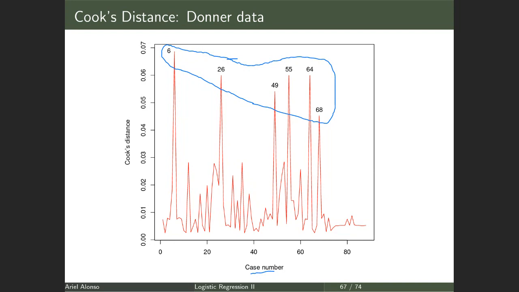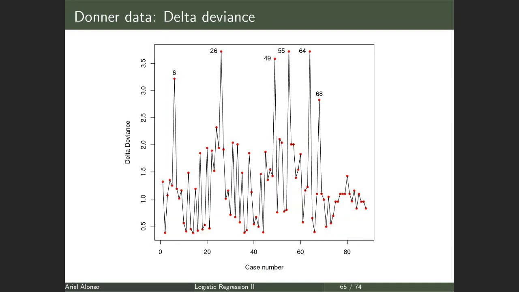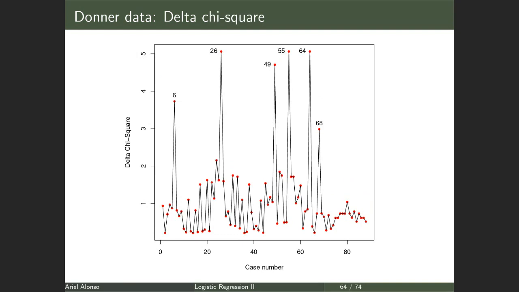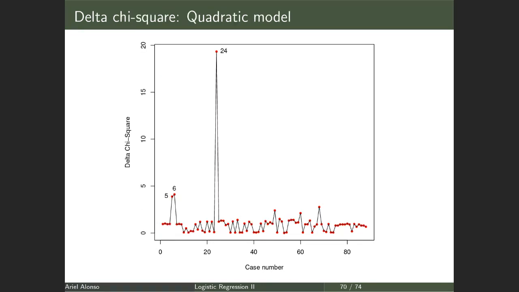For instance, there are some values that come back again and again. This 55, 64. If you look at the deviance residuals, the delta deviance, you see again this 55, 64, this 6 over here. If you now use the delta chi-square statistic, you see again this 55, this is the 4. So these are observations that somehow pop out of the rest of the data, and you may want to have a look at them. You may want to see if, when you remove them, you get a different result. So this is what you do.